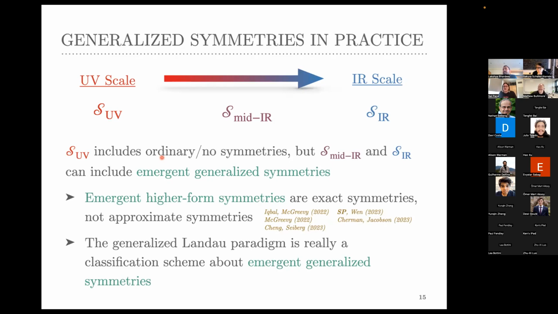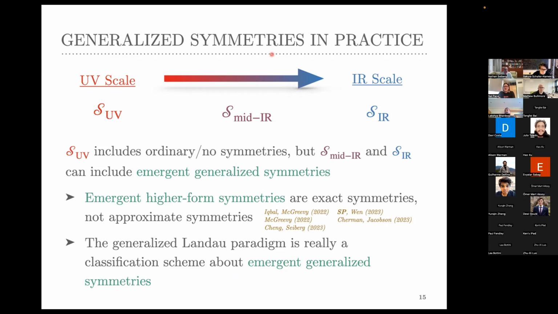I totally agree. You're totally right. I really should have said that it's a classification scheme about the microscopic symmetries and the emergent symmetries, or more precisely, it should be the IR symmetries, because you have UV symmetries, you have this map from S_UV to S_IR. It's really a scheme about what S_IR is. Would you agree? Yes. Great. Okay, thank you for your question.